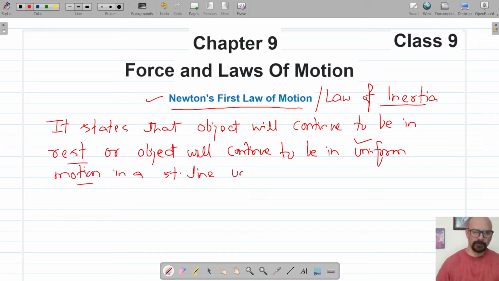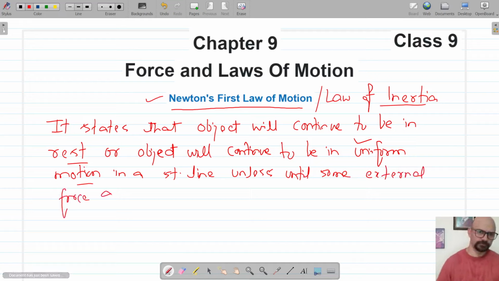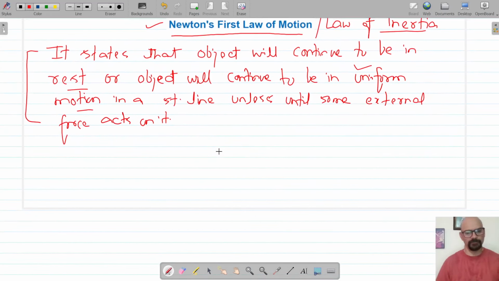unless and until some external force acts on it. This is exactly what was discussed in inertia, so that's why we call Newton's first law the law of inertia as well.